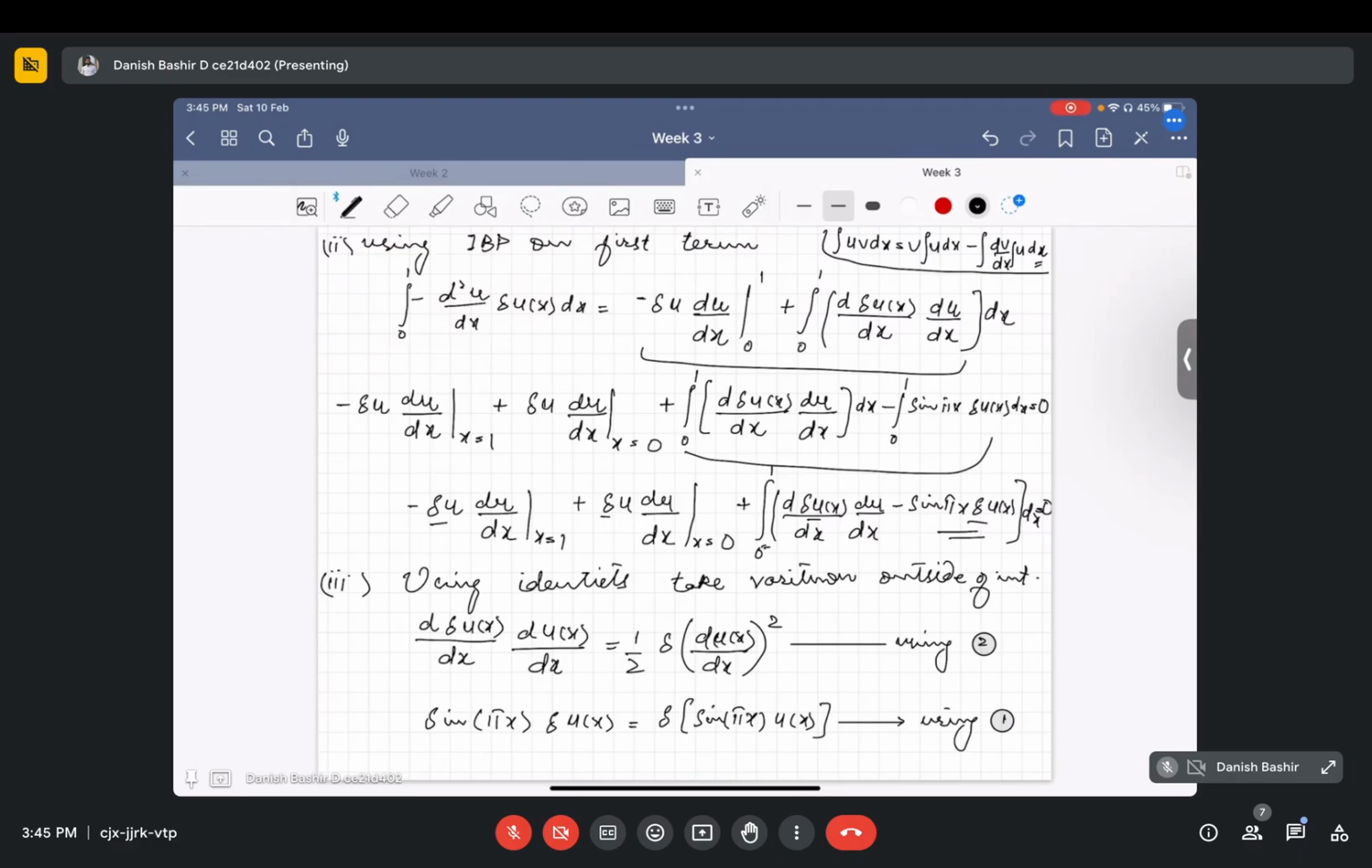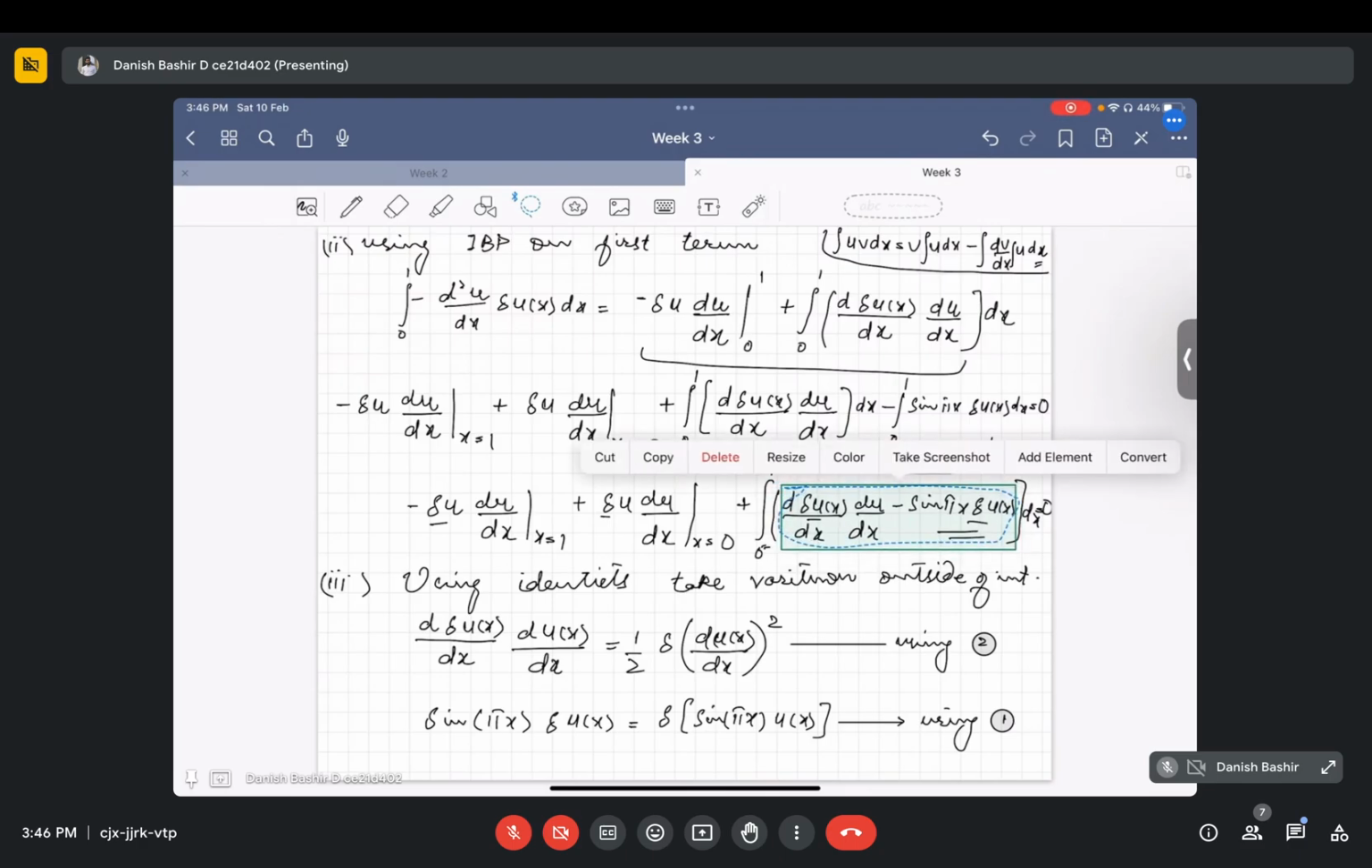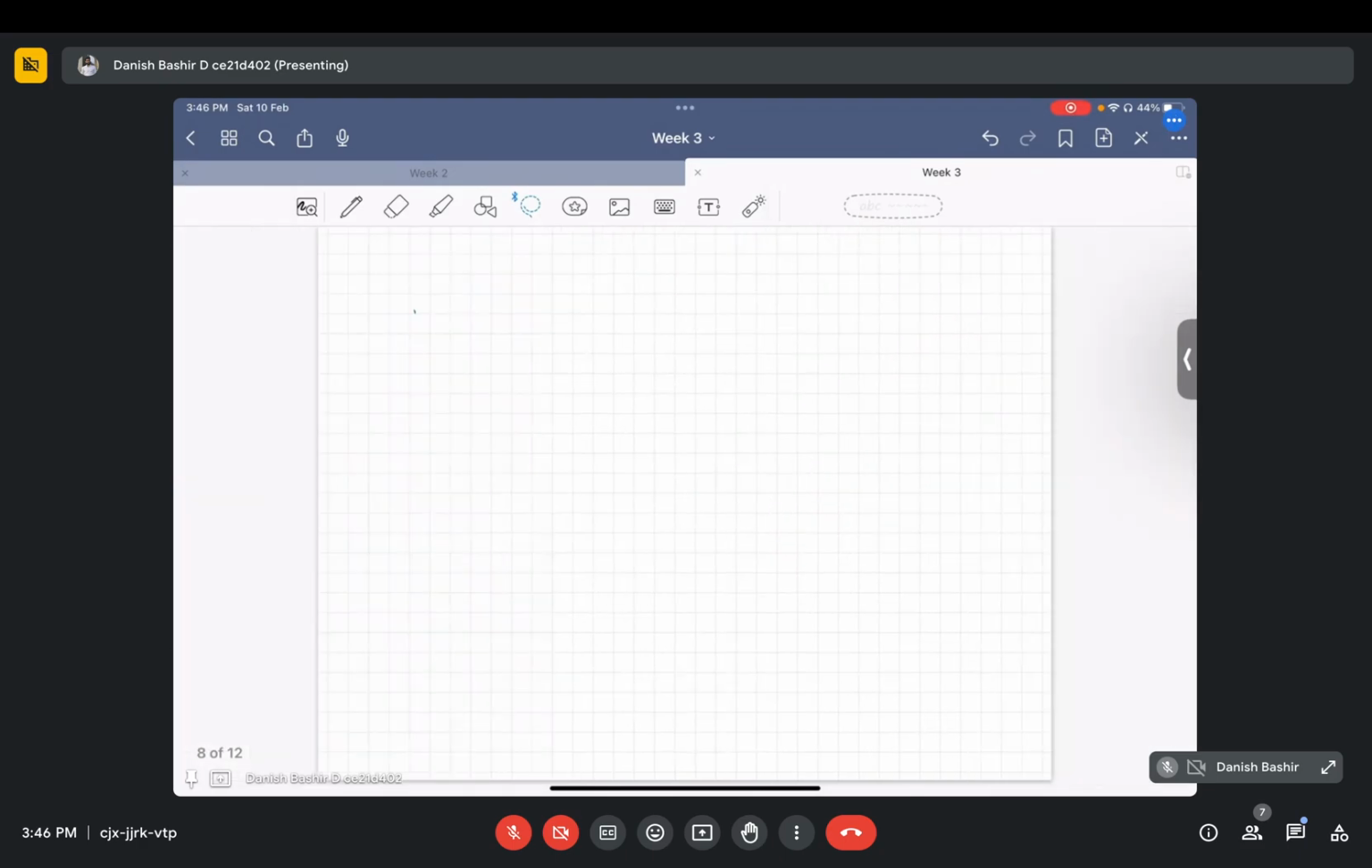So we can do the things like this. I will take this term. Let me highlight it for you. I am solving this term, this inside term of the integral. So I'm taking that term only, pasting it here, the same term.